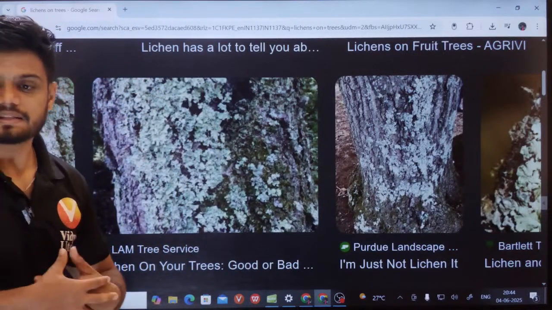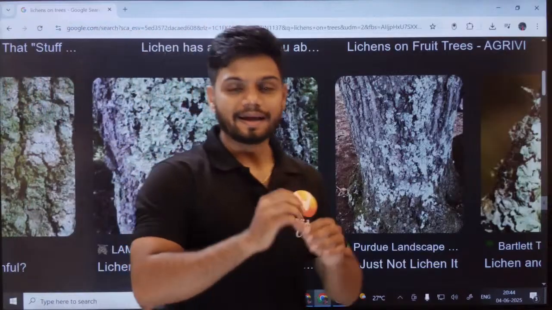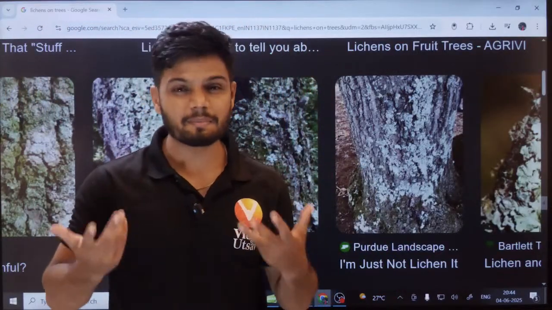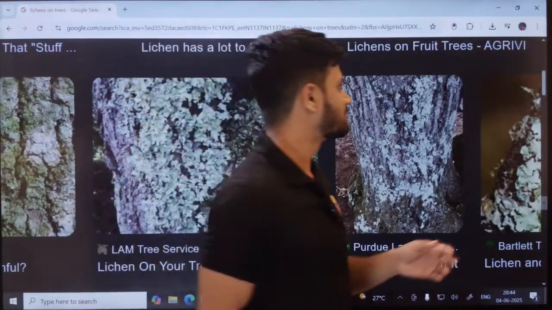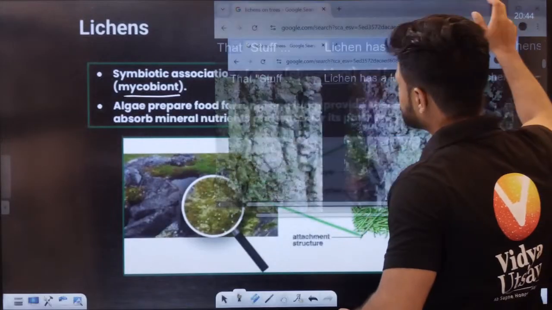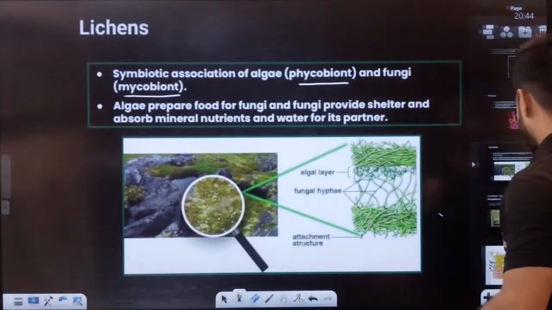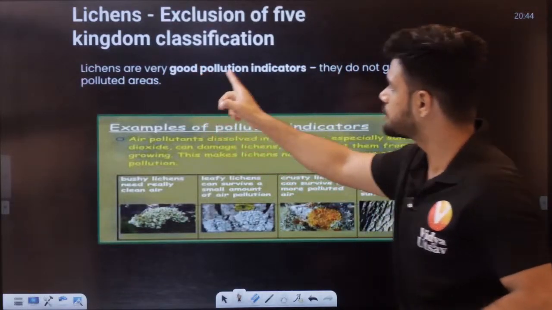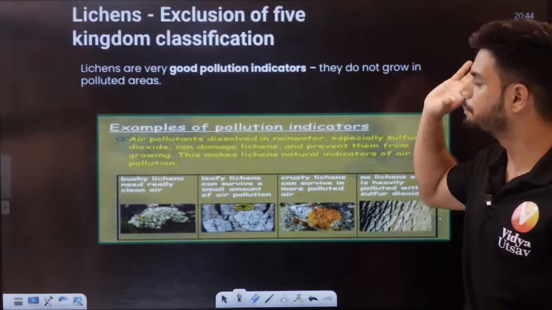It is also seen in the rainy season, because the rainy season makes the entire environment moist. They can grow very well at that time. Okay. Now, students. So lichens are very good pollution indicators. They do not grow in polluted areas.